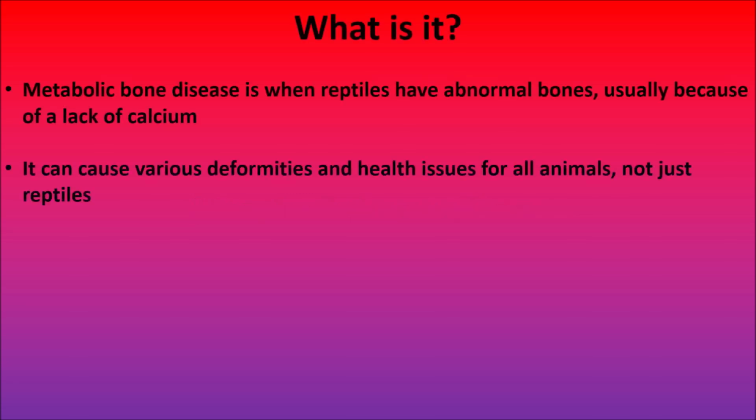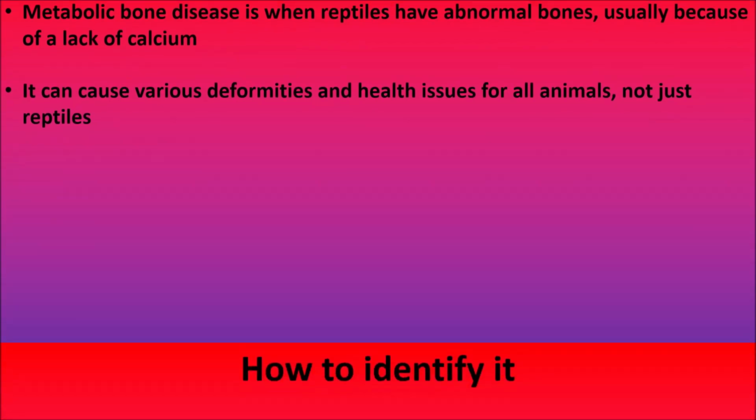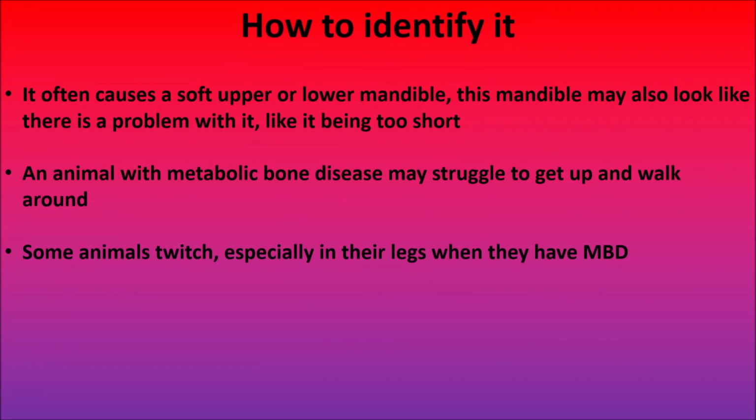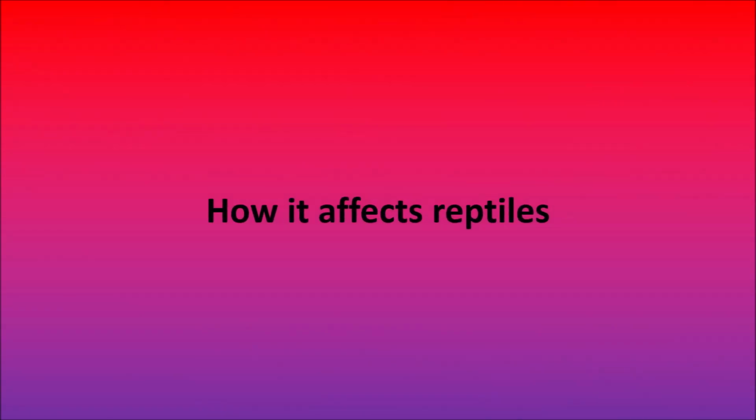So first, what is it? Metabolic bone disease is when reptiles have abnormal bones, usually because of a lack of calcium. It can cause various deformities and health issues for all animals, not just reptiles. How to identify it? It often causes a soft upper or lower mandible. This mandible may also look like there is a problem with it, like being too short. An animal with metabolic bone disease may struggle to get up and walk around. Some animals twitch, especially in their legs, when they have metabolic bone disease, or MBD.